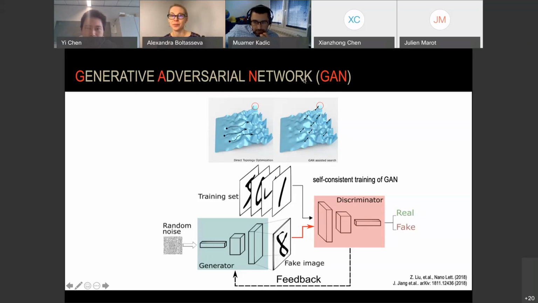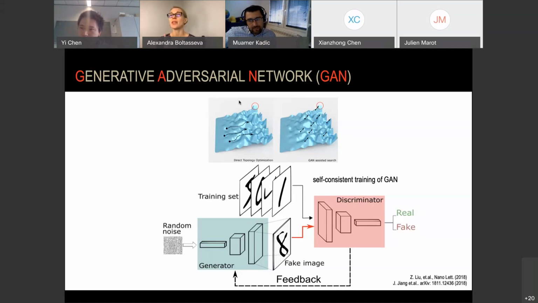Yeah. So my question is, is it possible to replace this discriminator by some, let's say, mathematically constrained conditions? Because this discriminator, its main goal is to determine whether the output image from this generator is more or less physically reasonable, or let's say capable of fabrication.